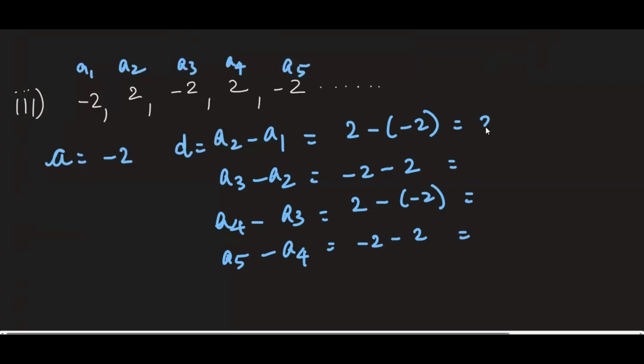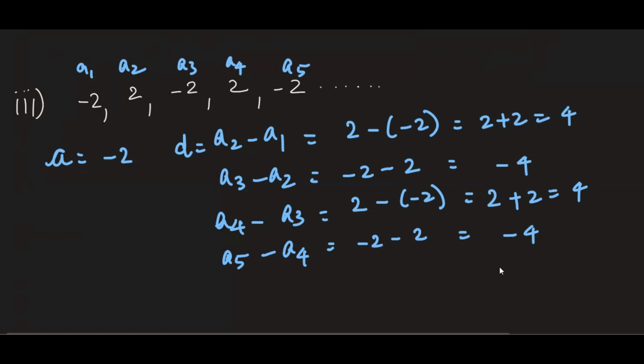So 2 plus 2 will be 4. Okay. Minus 2 minus 2 will become minus 4. Then this one, minus 2 minus of this will become minus 2 plus 2, which will become 4. Minus 2 minus 2 will become minus 4. So if you notice here, the first one we are getting 4, then negative 4, then 4, negative 4.